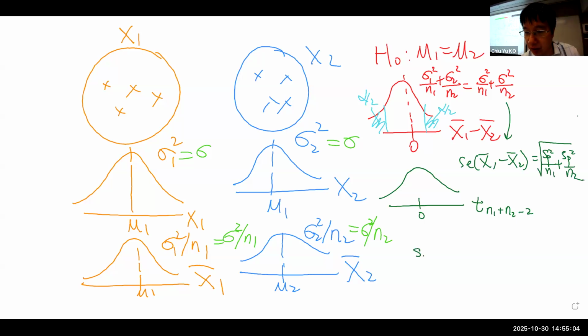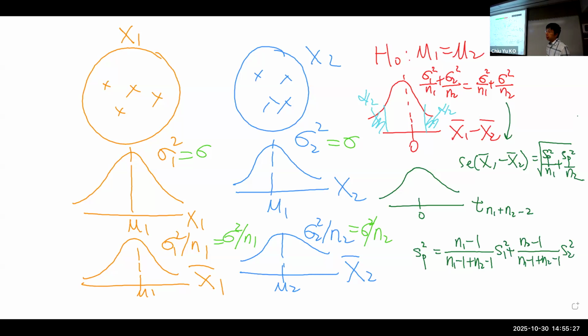What's SP? If you still remember the formula, which I don't need you to remember, it will be N1 minus 1 times S1 square plus N2 minus 1 times S2 square, over N1 plus N2 minus 2, because this is just a weighted average, right? So that's the idea. You basically look at the data where you are, and you convert this distance divided by this SE to tell you where you are, and you check.